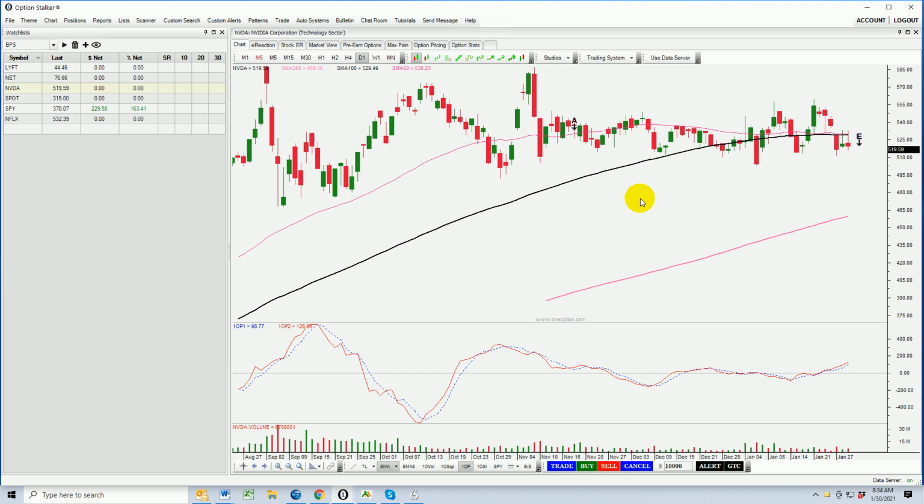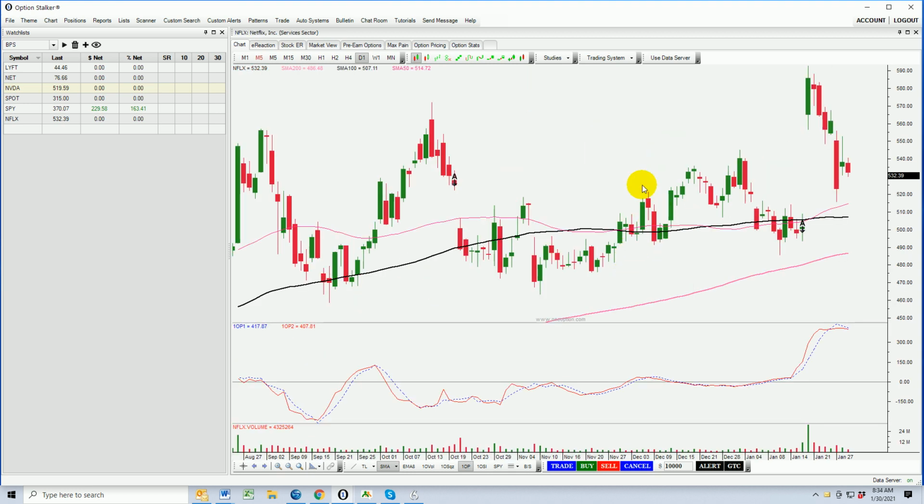And our other trade, it is a problem child as well, and it has been from the get-go. We had this nice breakout on Netflix after earnings. This was the bar that we got. I really liked that. I suspected that the stock might pull back a little bit and challenge the gap, but I did not expect it to pull back like this.